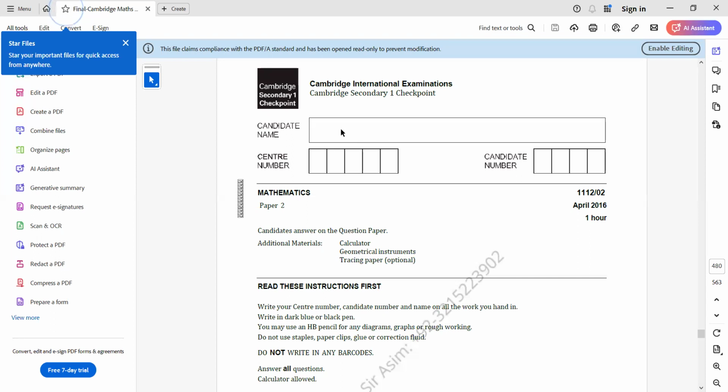In this video, now we are going to start solving paper 2 of April 2016, which is a calculator version. So students are allowed to use the calculator.